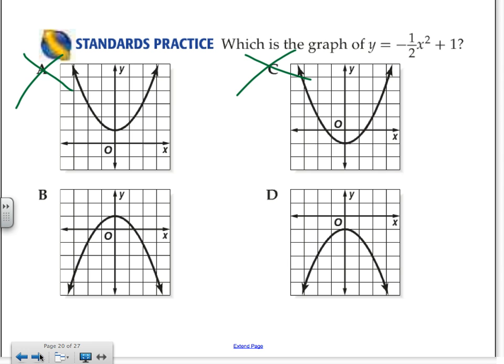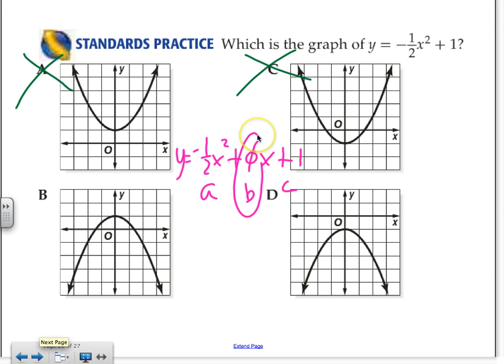What's your b in this case? 0. You see this is missing a term? Remember I told you that if anything is missing, you have to write it out. In this case, y equals negative 1/2 x squared plus 0x plus 1. Is everything in order? Nothing's missing. If it's missing, you have to fill it in. And clearly you see a, b, c. So b is 0.